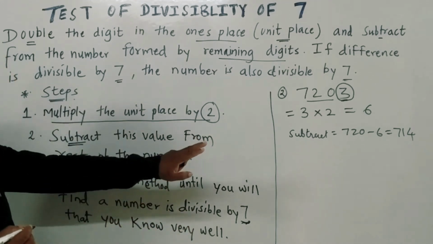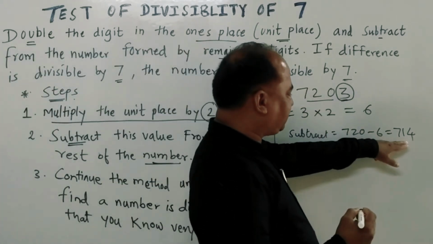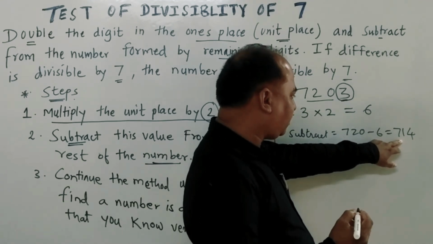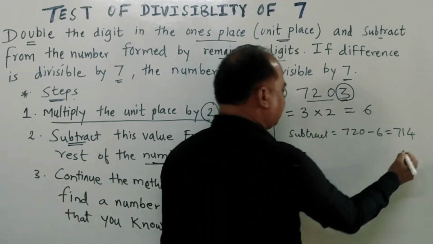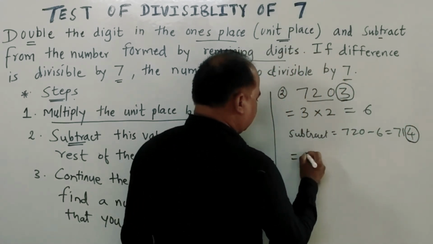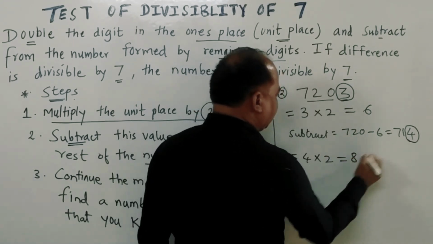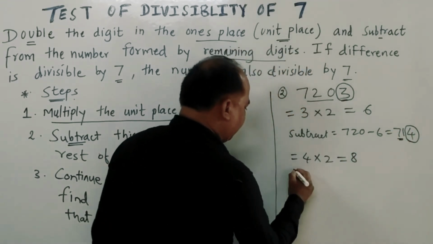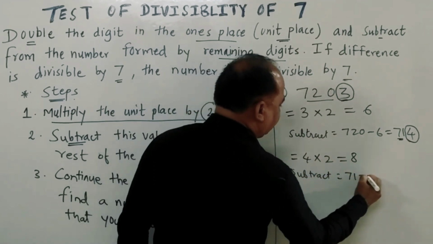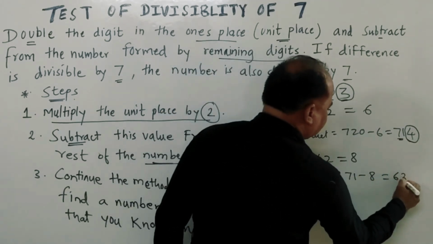Still, you have to continue this process until the number is divisible by 7. Sometimes students may find it difficult to judge whether this number is divisible by 7 or not. So the same process you have to continue. Take this 4 from the unit place and double it, 2 fours are 8. Now subtract this 8 from 71. 71 minus 8 is equal to 63.